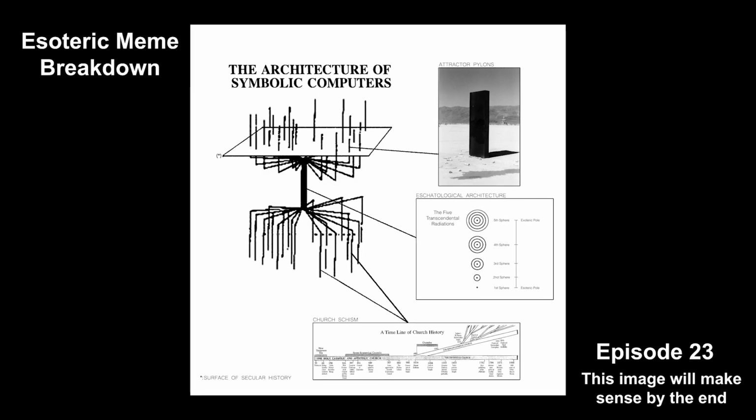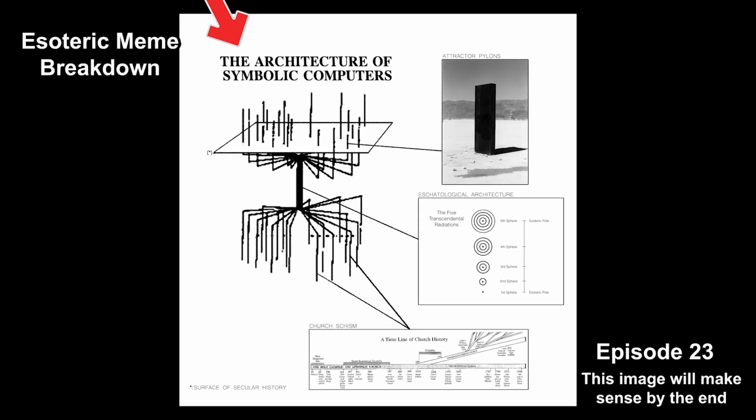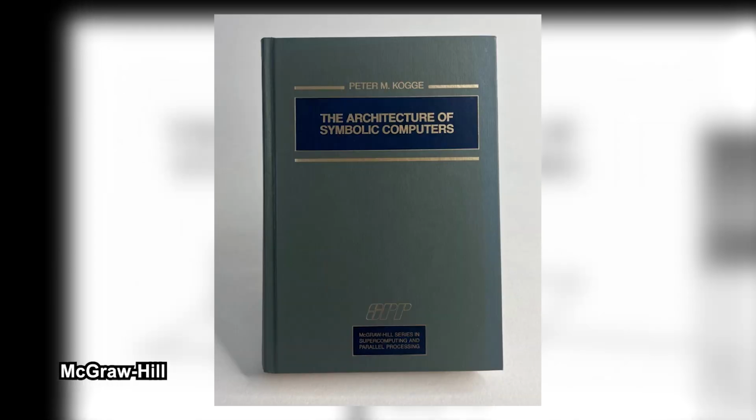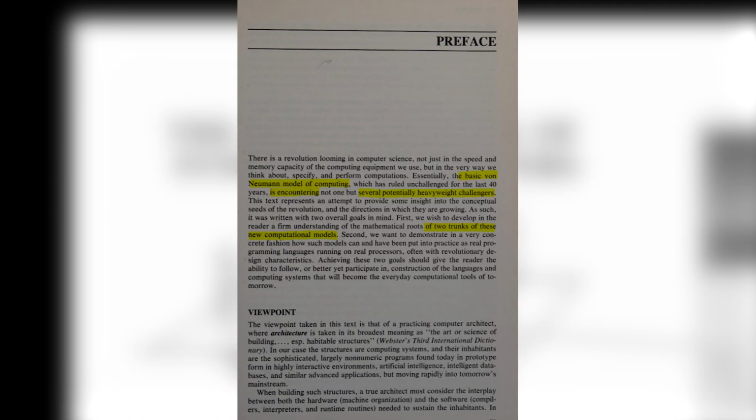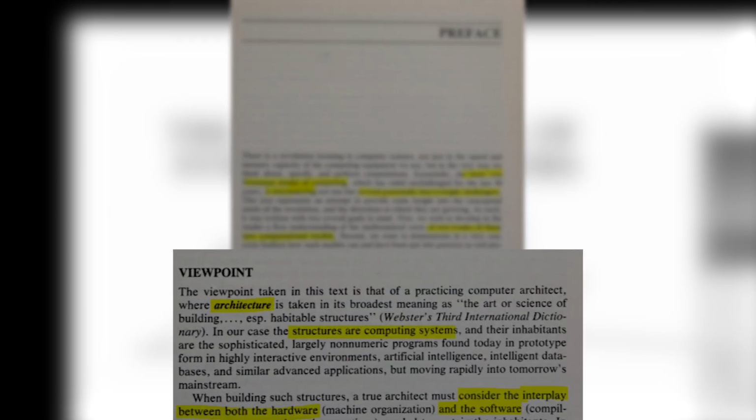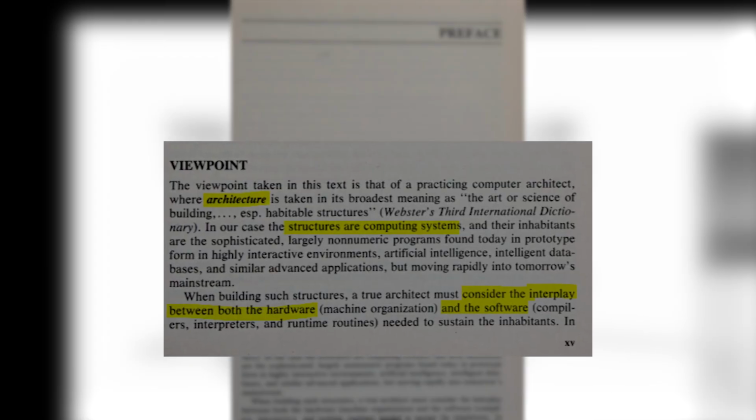Esoteric Meme Breakdown, Episode 23. The Architecture of Symbolic Computers is a book written by computer engineer Peter Kogi and published in 1991, detailing two possible futures of computer architecture as successors to the aging von Neumann architecture. Architecture in this case means literally how a computer is constructed.